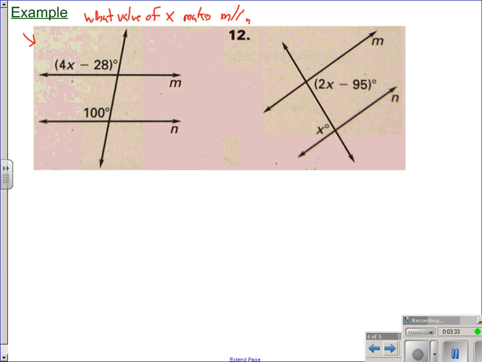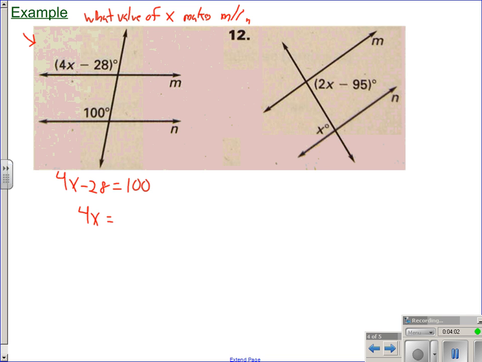They are corresponding, or at least they're in corresponding position. We don't know these lines are parallel. That's what we're trying to do. We're trying to get what x value makes these lines parallel. So they are in corresponding angle positions. If the lines were parallel, these two angles would be equal. We don't know they're parallel, but we're going to make these two angles equal so that I do have congruent corresponding angles.